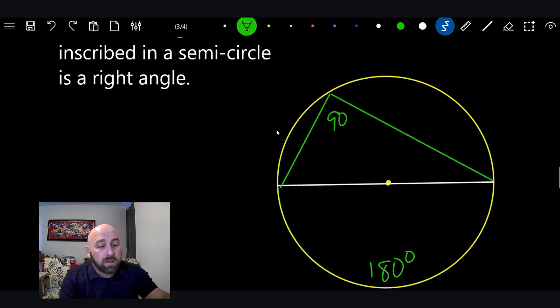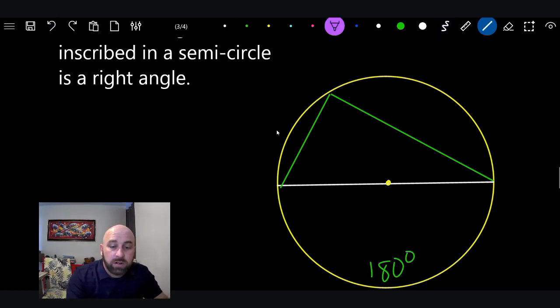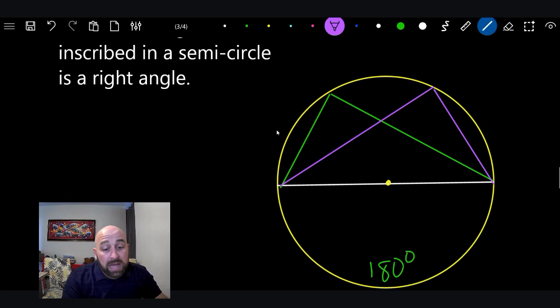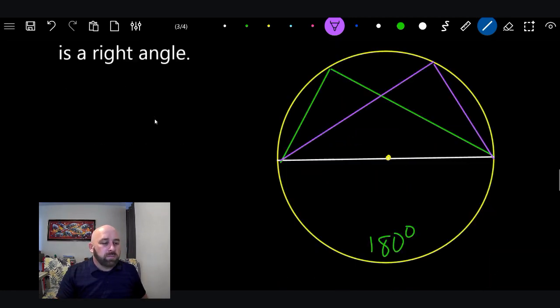Cool. And it doesn't have to be just that. It can be somewhere else. So we could go over here and say, that to there and that to there. We have another 90-degree angle, because it's subtending the 180-degree arc. So that's a pretty important corollary right there. You're going to use that one quite a bit.